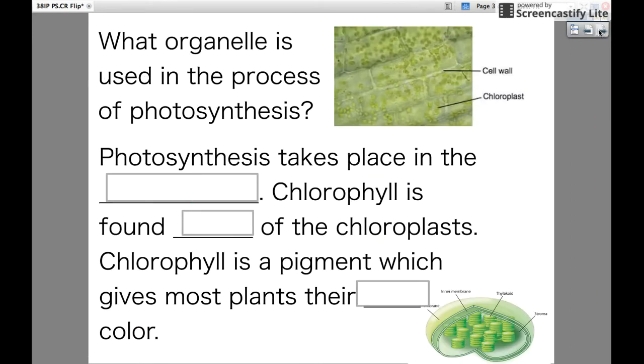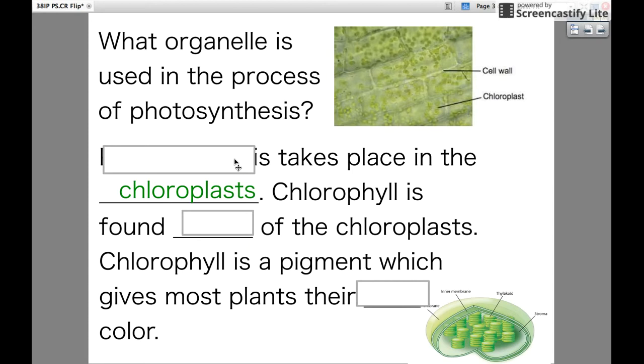The next question you'll see in your focus notes is what organelle is used in the process of photosynthesis. So I have two pictures here. The one up top is a real plant just under a microscope. The one on the bottom is a little cartoon drawing. But you'll see that photosynthesis takes place in the chloroplasts.